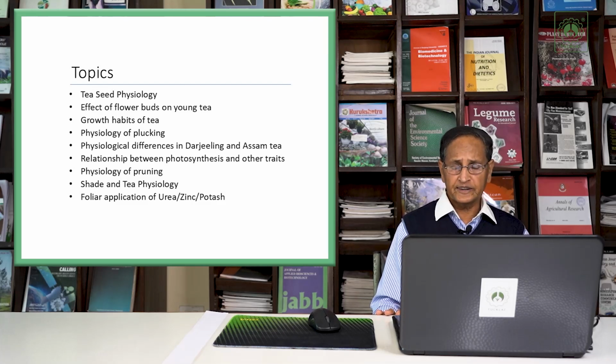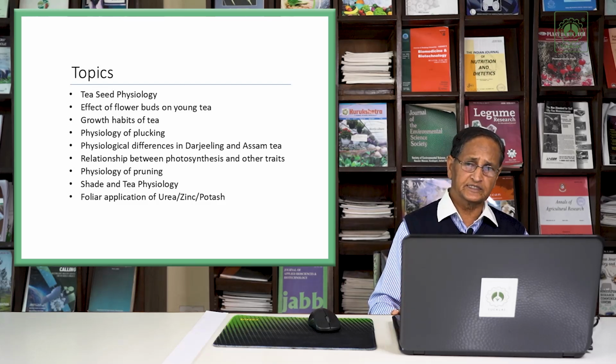Then comes the effect of flower buds on young tea. Normally, the flower bud is not expected. We do not expect any flower bud in the young tea except our seed berries. Next, coming to the growth habits of tea. That means, tea does not always grow continuously. It takes some breaks, which we call dormancy.